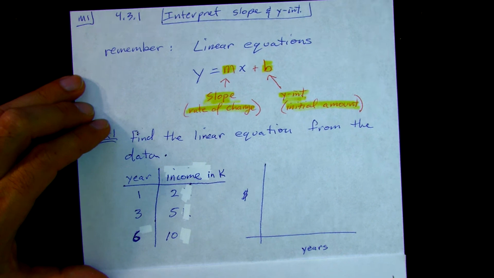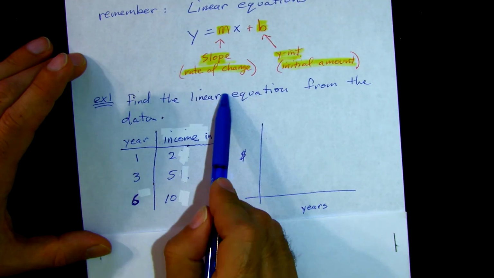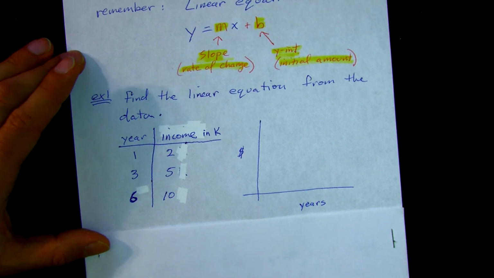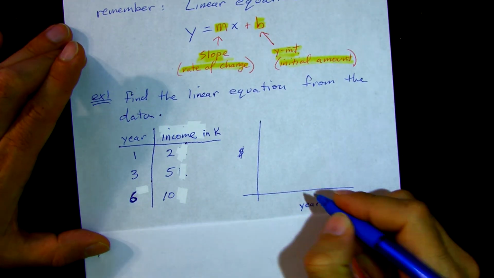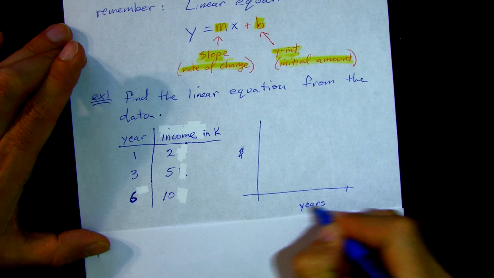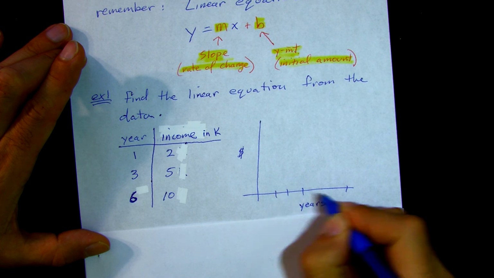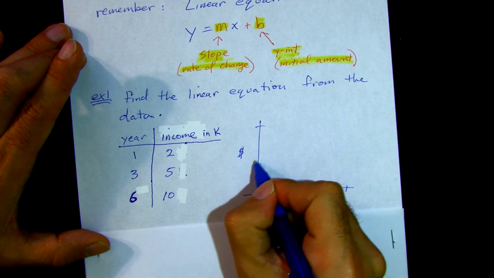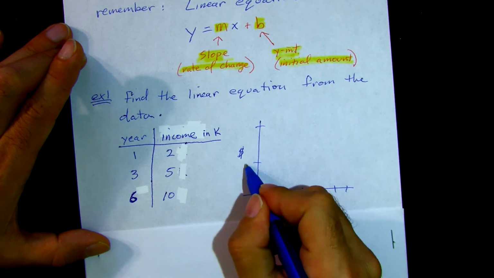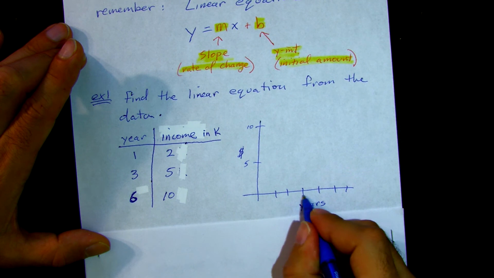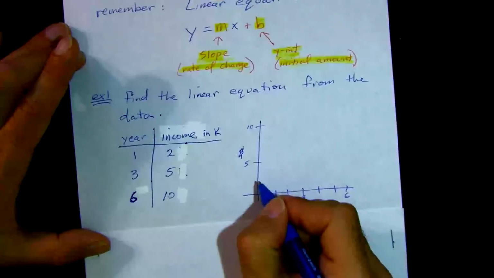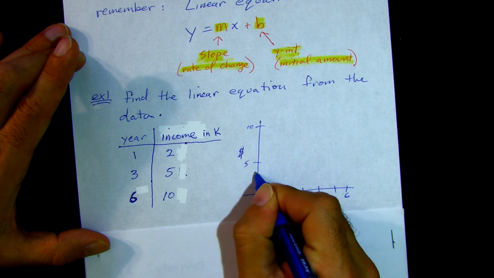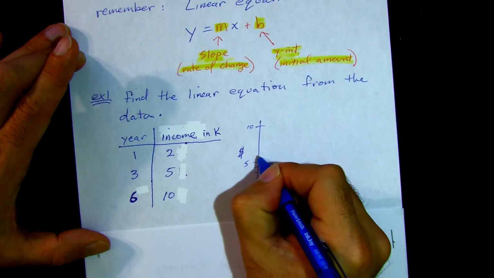Okay. So first we have to find the linear equation from the data. So I'm going to take this data and I'm going to put it into this graph. Let's put years down here. We'll go up to 6. So 1, 2, 3, 4, 5, 6. And let's go up to 10. So that's 5, that's 10. You could just put in a couple markers to know where things are. And we better put in some more as well. Let's see. 1, 2, 3, 4, 5, 6, 7, 8, 9, 10.